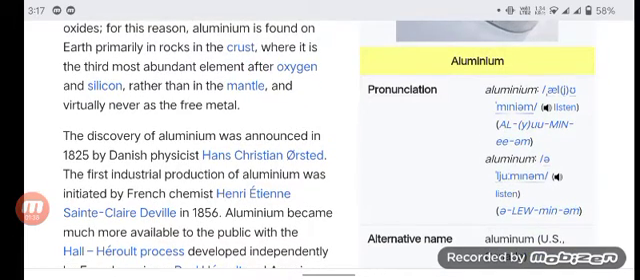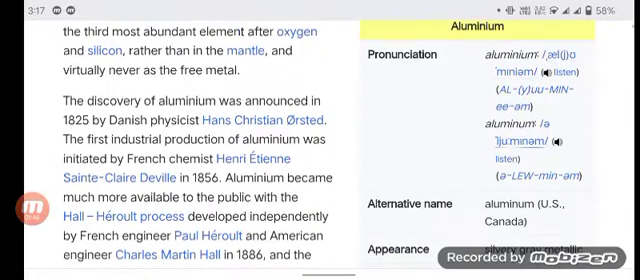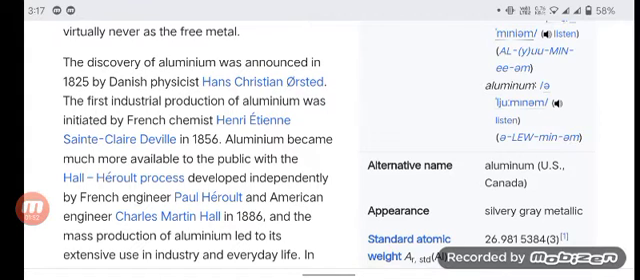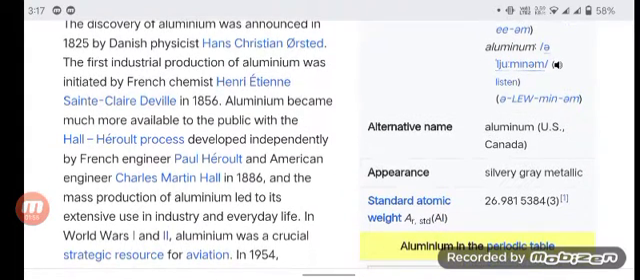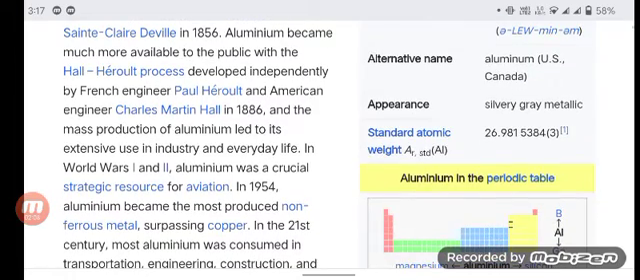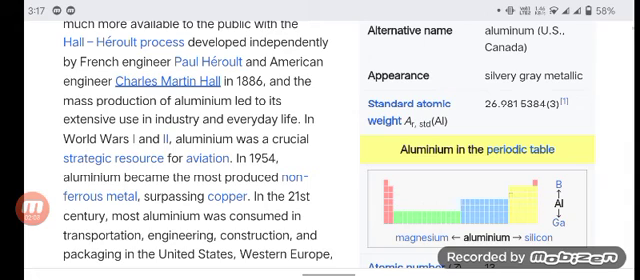The discovery of aluminium was announced in 1825 by Danish physicist Hans Christian Ørsted. The first industrial production of aluminium was initiated by French chemist Henri Étienne Sainte-Claire Deville in 1856. Aluminium became much more available to the public with the Hall-Héroult process, developed independently by French engineer Paul Héroult and American engineer Charles Martin Hall in 1886, and the mass production of aluminium led to its extensive use in industry and everyday life.